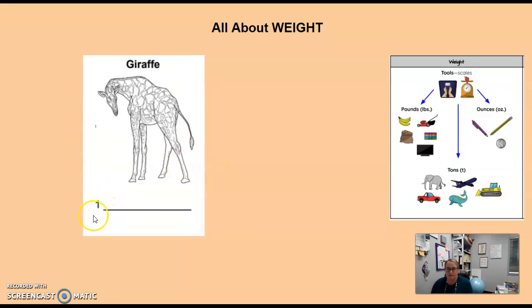What about a giraffe? If I wanted to weigh a giraffe, would it be 1 ounce, 1 pound, or 1 ton? That's right, it would be 1 ton. And I can write just a lowercase t to represent ton.